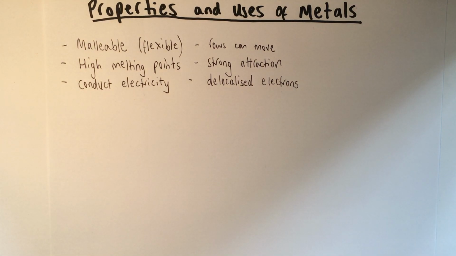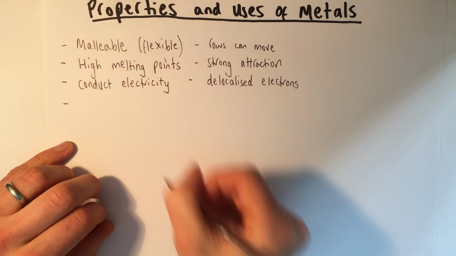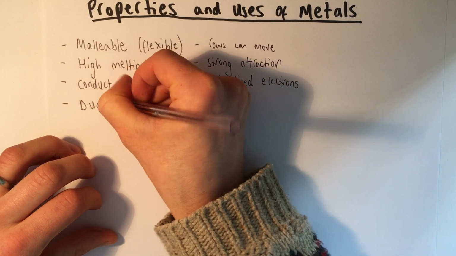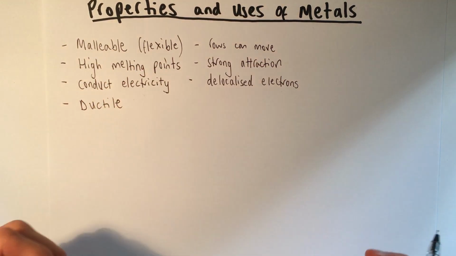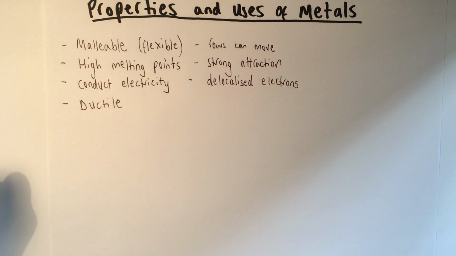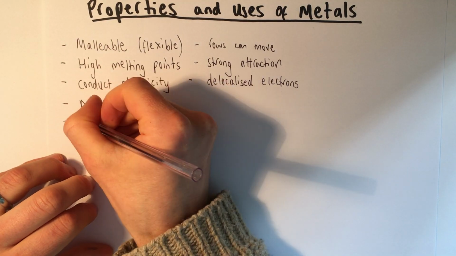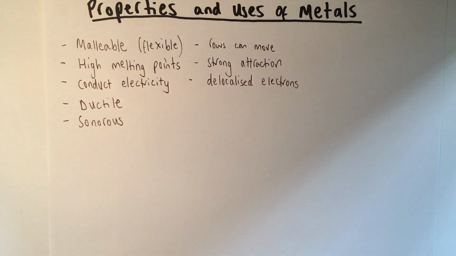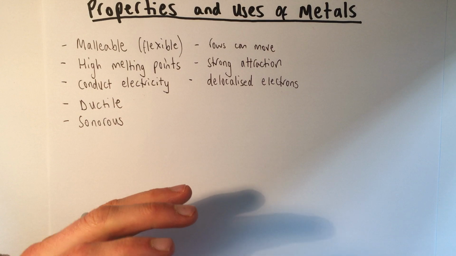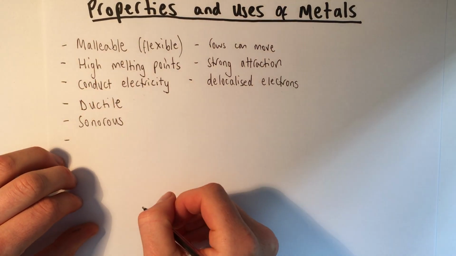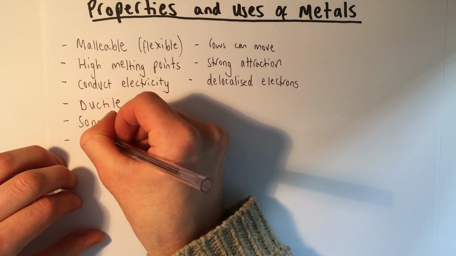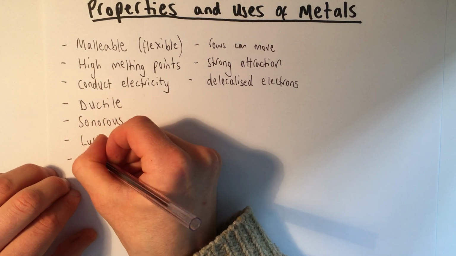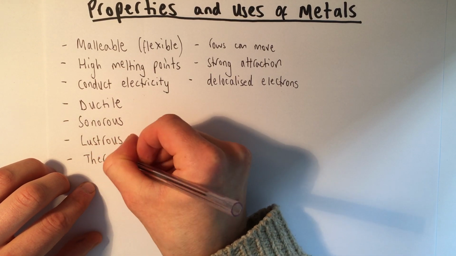I'll just go through a couple of other properties of metals. I won't explain these ones, but they're useful words to know. Metals are ductile. Ductile means that we can draw them out and make wires out of them. Metals tend to be sonorous. That means that if you had to hit them with something, it would make quite a loud ringing sound. They tend to be lustrous. That is a posh word for shiny. They tend to be good thermal conductors.